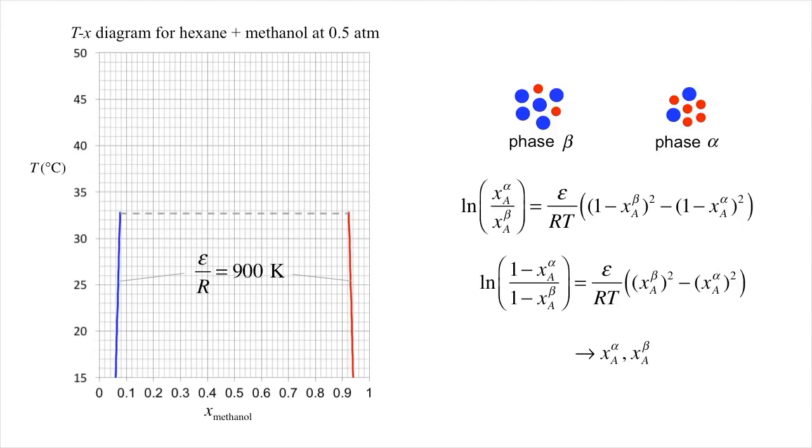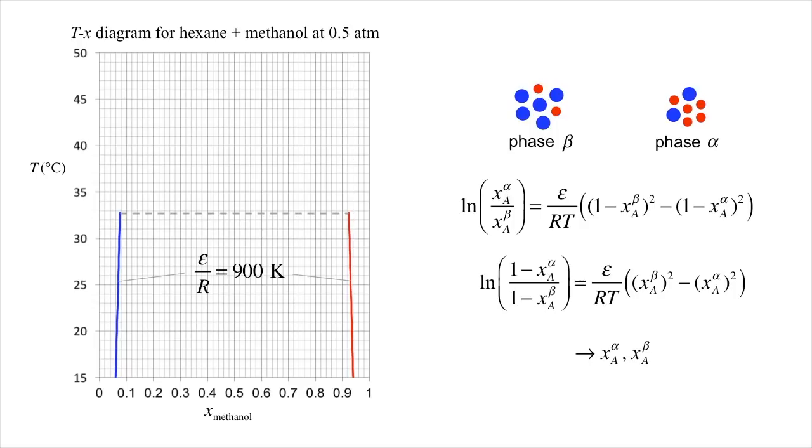The qualitative behavior of the model, including the narrowing of the 2-phase region with increasing temperature, is consistent with the phase diagram. However, the curvatures don't match, and the model predicts symmetric miscibility, which is inconsistent with a real 2-phase liquid mixture of methanol and hexane. Okay, so what about the gas phase?